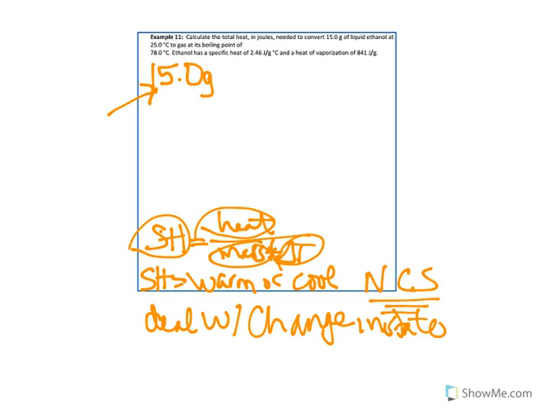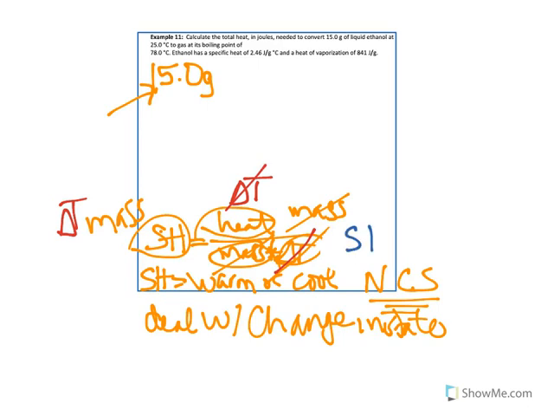So to solve for heat, you would multiply both sides by mass. Right? Mass cancels. And multiply both sides by change in temperature. So those cancel. And you're left with specific heat times mass times change in temperature equals the heat, which is what we're looking for.